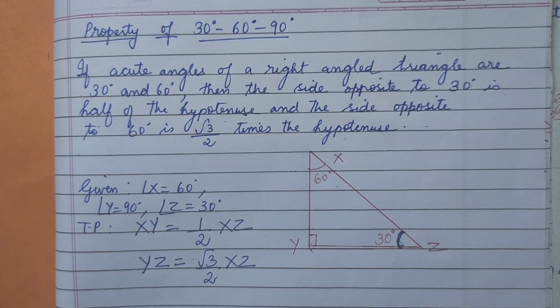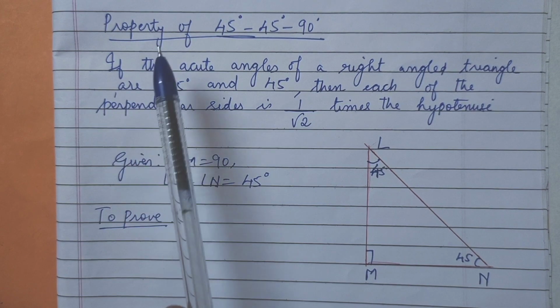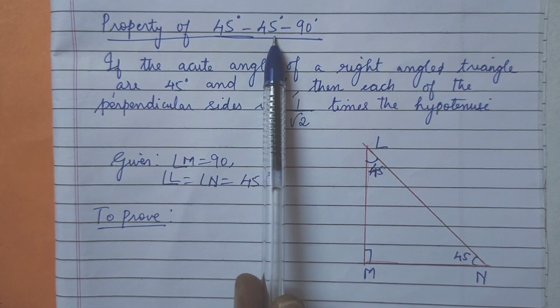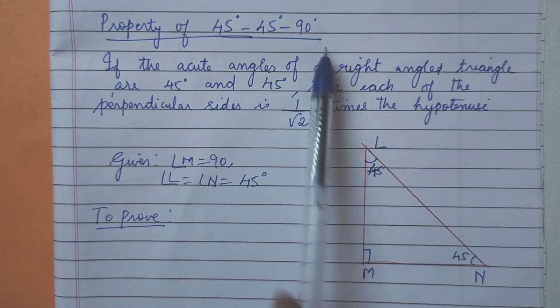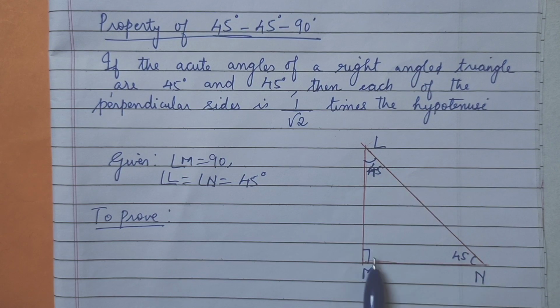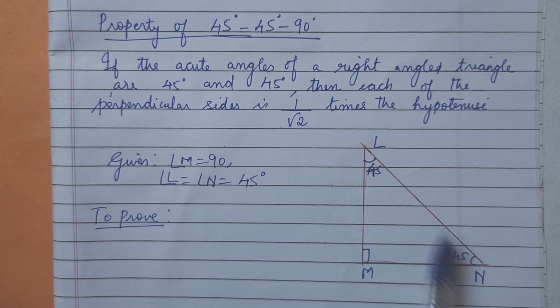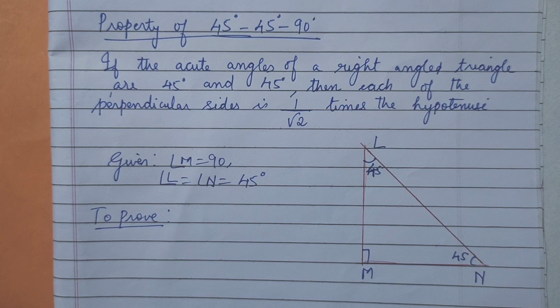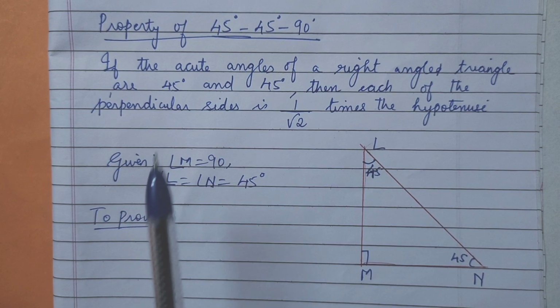Yes, next property of 45 degree, 45 degree, 90 degree. So in a triangle, if it is a 90 degree and the remaining two angles are 45 degree, then we can apply this property.